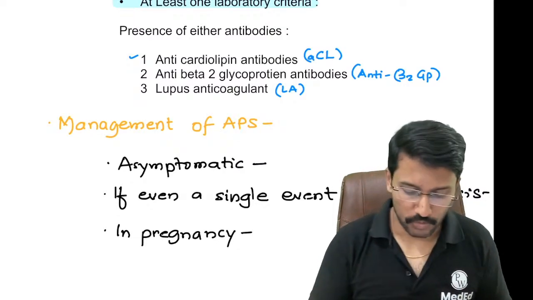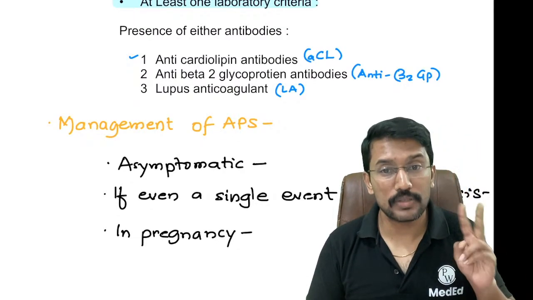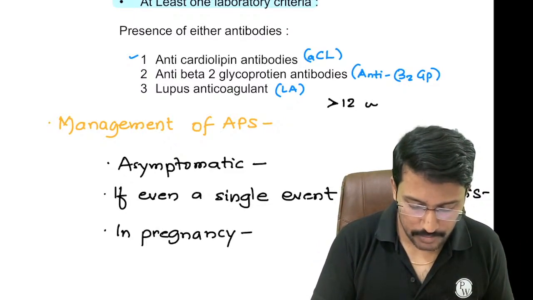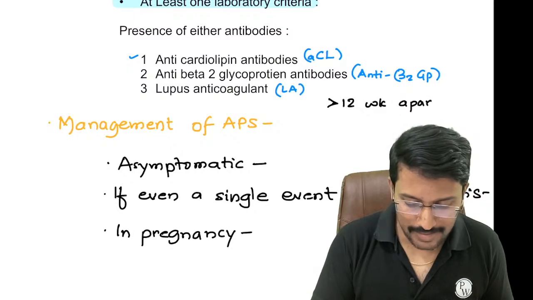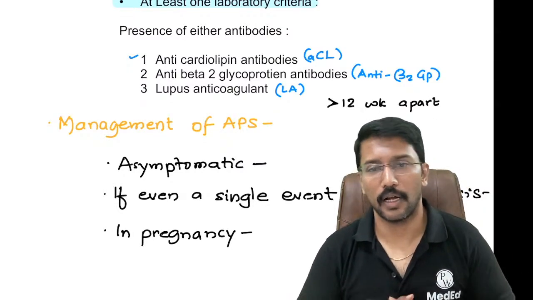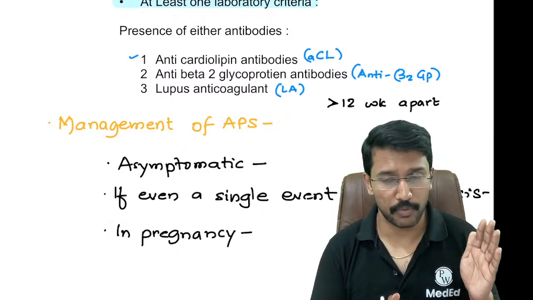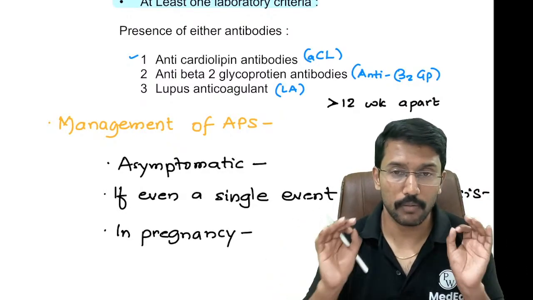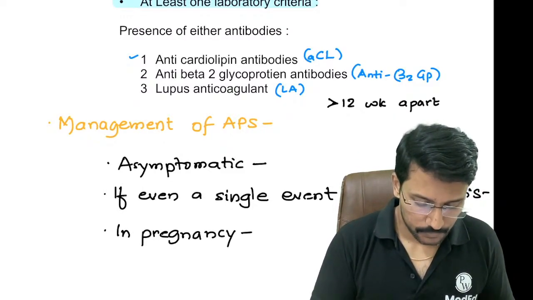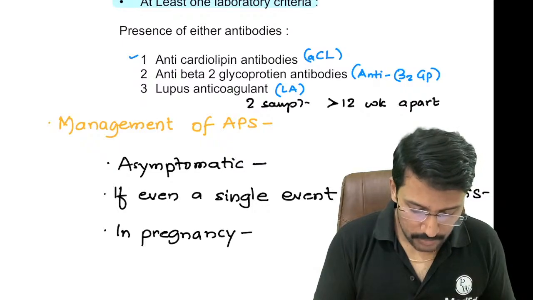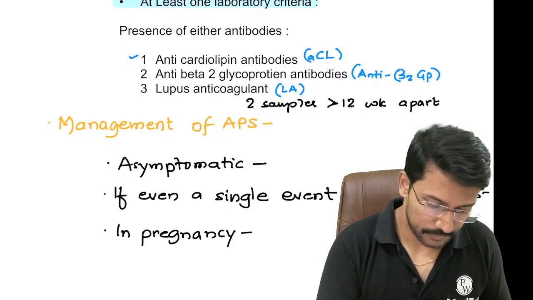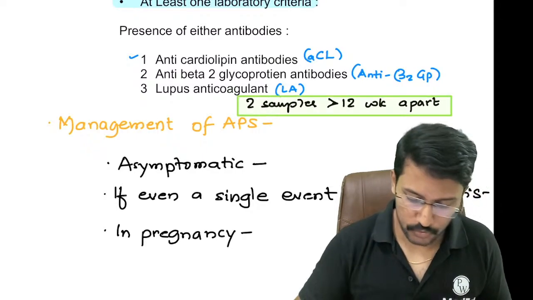At least one of these should be positive, and it should be positive in 2 samples taken at least 12 weeks apart, right? 12 weeks apart. It means if a single sample of lupus anticoagulant is positive, it doesn't mean that the person has antiphospholipid syndrome. I do one sample now, 12 weeks later I do one more sample, both are positive, then only I will consider it as positive. Otherwise it is not relevant. The time frame is also important.